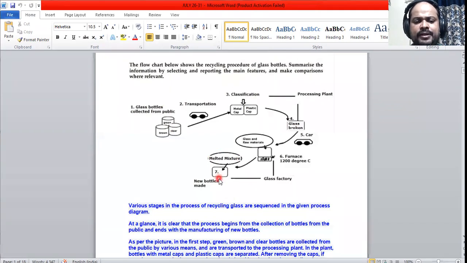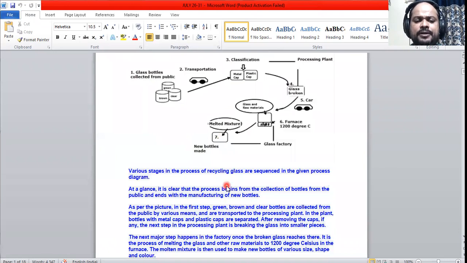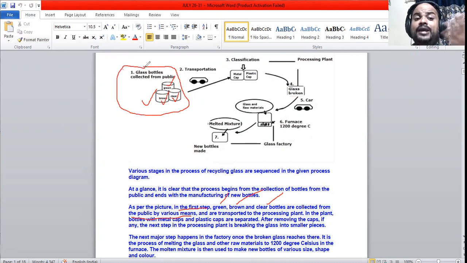Now, if I go further, as per the picture, this is the first step: green, brown, and clear bottles are collected from the public by various means. I don't know which way they collect, so I have said various means.